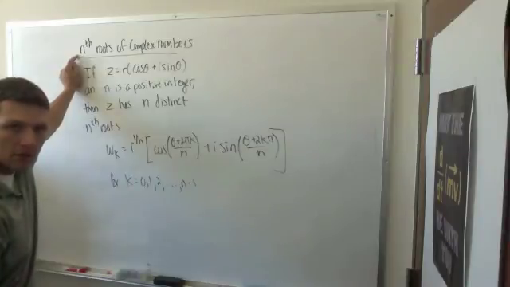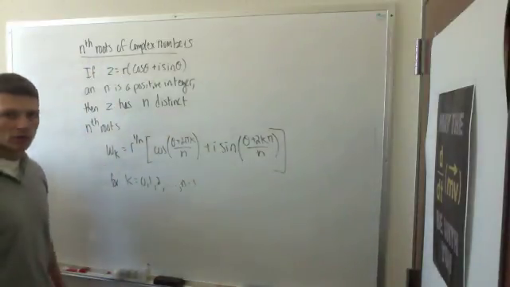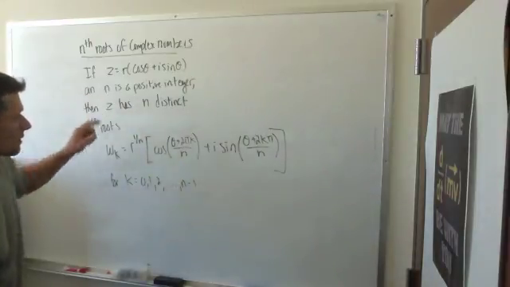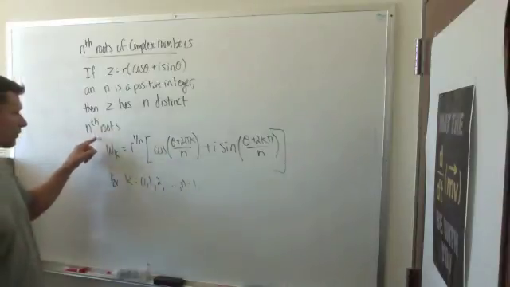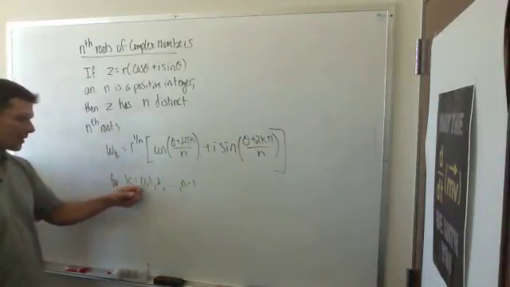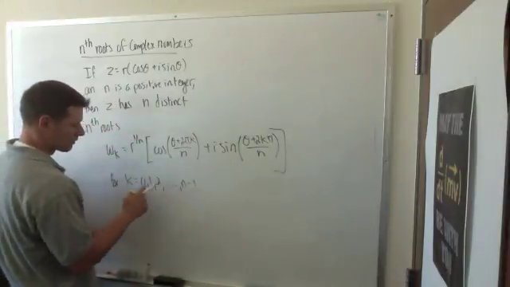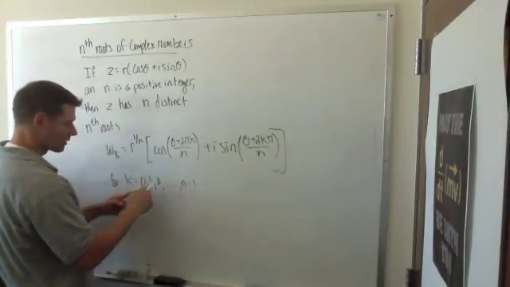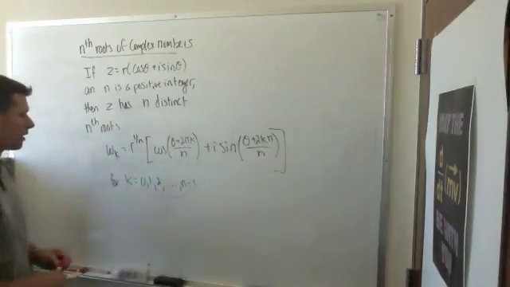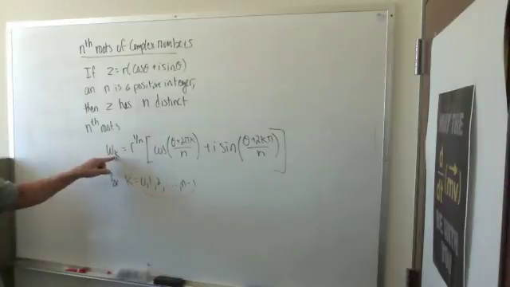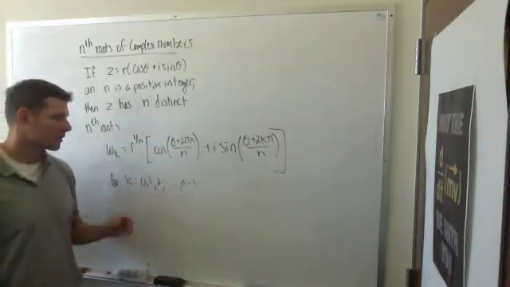We just did exponents, now I've got to do roots. So the nth roots of complex numbers: if z equals r times cosine theta plus i sine theta, and n is a positive integer, then z has n distinct nth roots, w_k. So we'll have n of them. 1, 2, 3, 4, 5, 6, whatever, then that's the last one, n minus 1. There's n roots here. So you have w0, w1, w2, w3. That's what k is. So it'll have n distinct nth roots given this form.